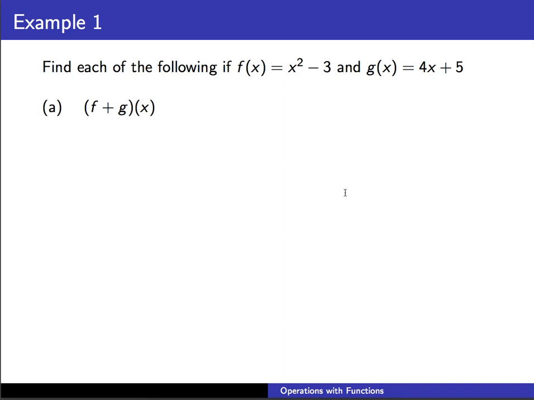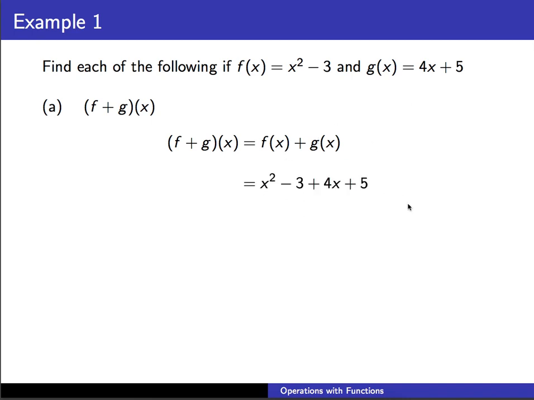So find each of the following now. For f of x is x squared minus 3 and g of x is 4x plus 5. So f plus g of x, once again, is going to be f of x, the x squared minus 3, plus g of x, the 4x plus 5. And combining like terms, we get x squared plus 4x, and then negative 3 plus 5 is 2. So x squared plus 4x plus 2.